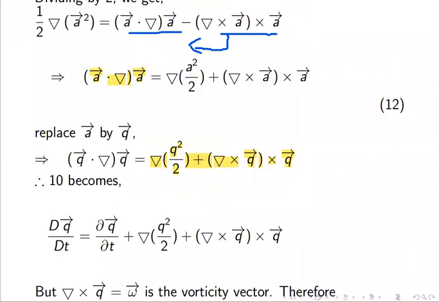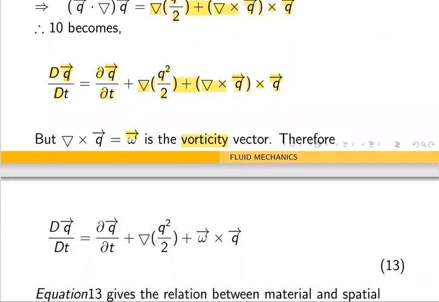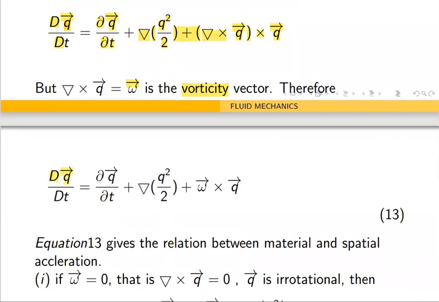So equation 10 becomes LHS, material acceleration, equal to, this is local acceleration, plus what we got from the identity, that is gradient of Q square by 2 plus curl Q cross Q. What is curl Q? Curl Q is nothing but the vorticity, right? We denote it by omega. So just replace now. Material acceleration is equal to local acceleration plus gradient Q square by 2 plus vorticity cross Q. This is the relationship between material and spatial acceleration.